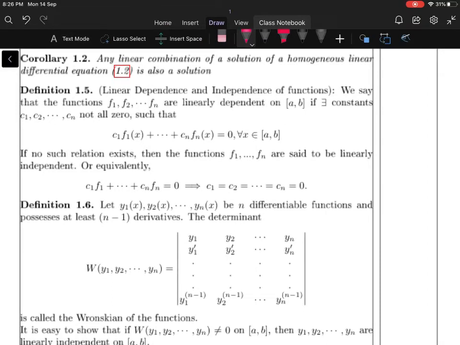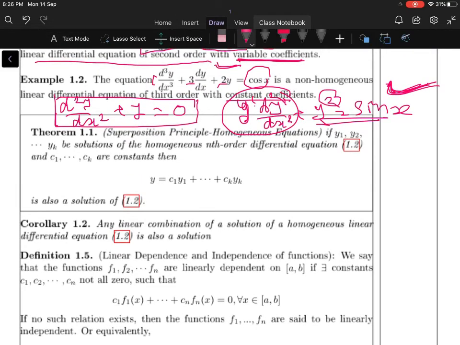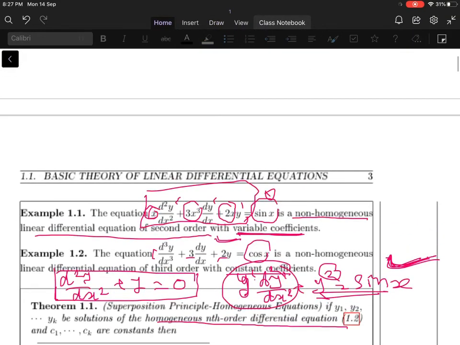Now let us move to the corollary. Any linear combination of solutions of the homogeneous linear differential equation 1.2 is also a solution. But let us see what exactly the linear combination is. Yes, let us define the theorem here. Superposition principle of homogeneous equation. If y1, y2, etc., yk are solutions of the homogeneous nth order differential equation 1.2.